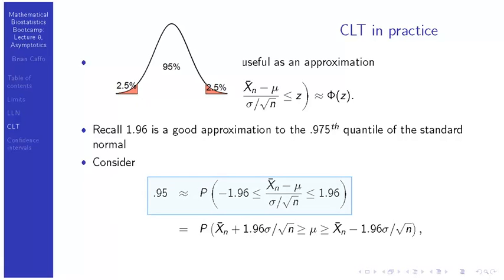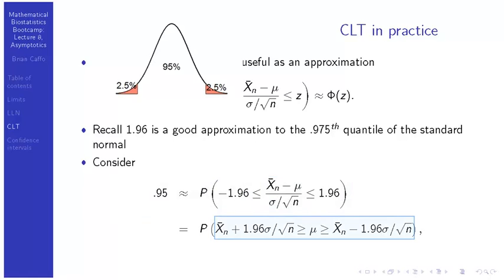So let me just repeat that. It's about 95% the probability that a standardized mean lies between the values -2 and +2. Then let's take the interior of this probability statement and rearrange terms a little bit, making sure that if we multiply everything by a minus sign, we flip the inequalities. And we get that X̄ₙ plus 1.96 σ over square root n is greater than or equal to μ, which is greater than or equal to X̄ₙ minus 1.96 σ over square root n, and that probability is about 0.95.